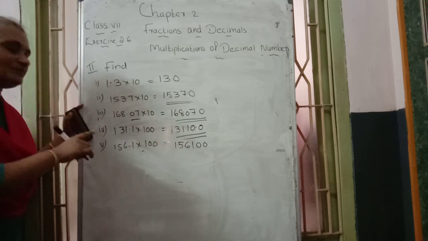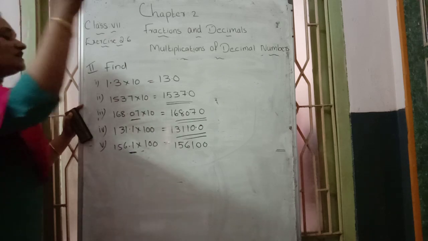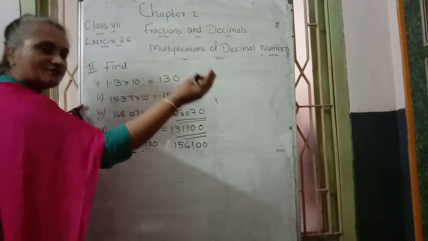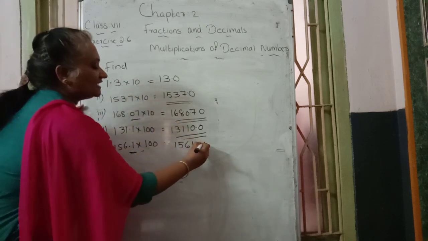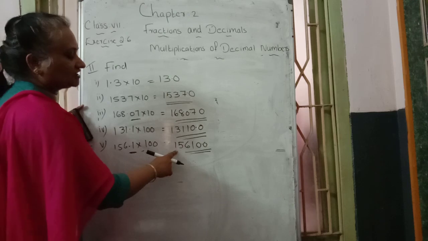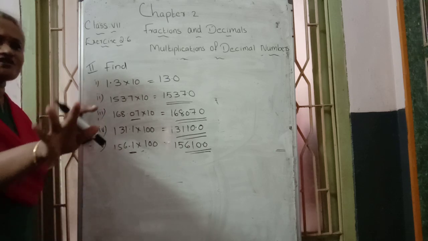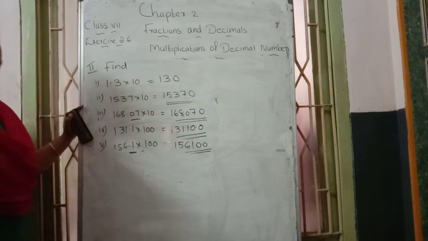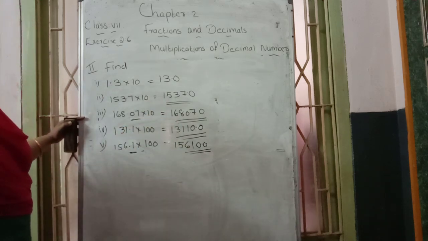In the multiplicand place, after the decimal point how many digits? 1 digit. That's why in the answer place, what do we want to do? From right to left, count 1 place and put a decimal point. So the answer becomes how much? 15,610.0 means leave it, so the answer becomes 15,610. This is the multiplication for 10 and 100.